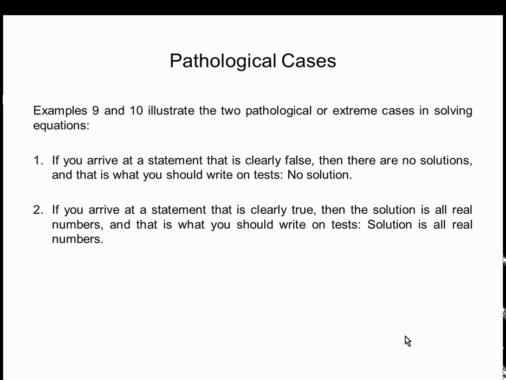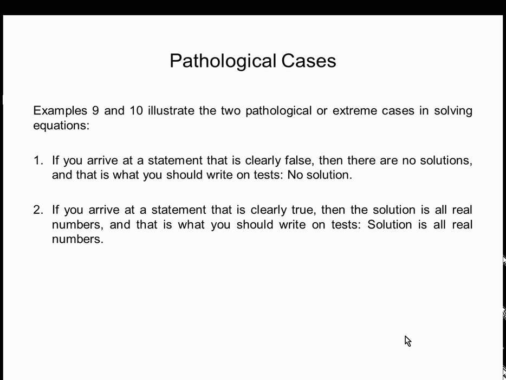Number 2, if you arrive at a statement that is clearly true, the solution is all real numbers. And that is what you should write on a test. Solution is all real numbers. Now sometimes in MyMathLab, you'll actually have that as a radio button, just like you'll have a radio button for no solution. Sometimes in MyMathLab, it'll ask you to write capital A, standing for all real numbers. So in MyMathLab, read the directions carefully. Also on the test, read the directions carefully as to what you're supposed to do for answers. So again, remember, if you arrive at something that's false, that's no solution. If you arrive at something that's true, that's all real numbers.